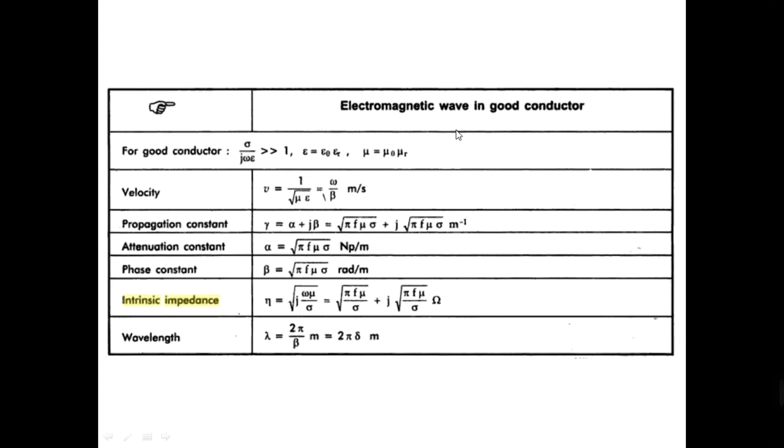And for an electromagnetic wave in a good conductor, sigma by omega epsilon is very much greater than 1. So if it is very much greater than 1, these are the values as we discussed earlier.